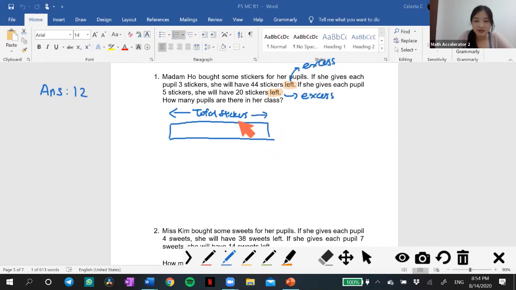So the excess, we deal with it. So let's do the first one, 3 units each. You have 44 left. And then this time around, you have another excess. There's no shortage here. So for excess, you draw the total number of stickers model. So this time around, you give each pupil 5. So these 3 units here will be 5 units. And you have 20 left.